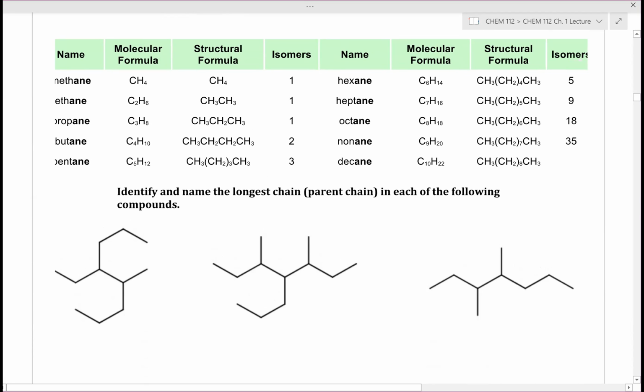What I'm going to do is give you a few minutes to work on these, and then we'll come together as a group to discuss. I have for your reference all of the major carbon chains that you'll encounter in this class and their names.